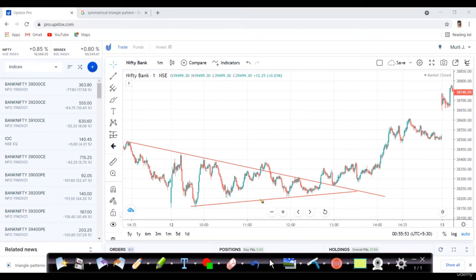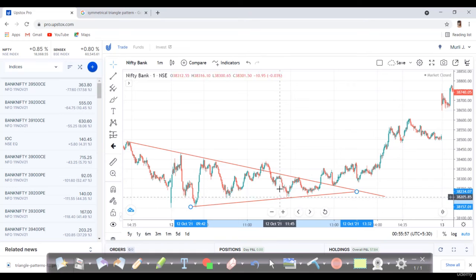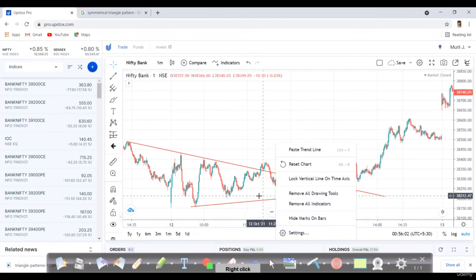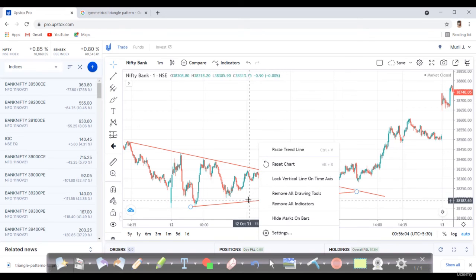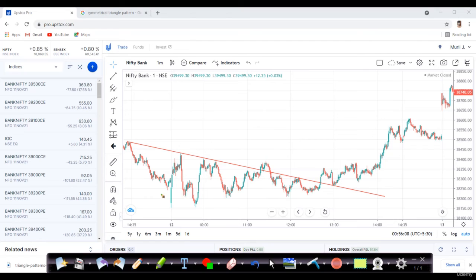We can also consider this pattern as our ascending triangle pattern, because symmetrical is nothing but a combination of the ascending triangle as well as the descending triangle. Suppose maybe this is the support, we can draw this line as a support line. This is also a main point. I think I discussed the same pattern in the ascending triangle chart. Okay, hope you got what is meant by the symmetrical triangle.